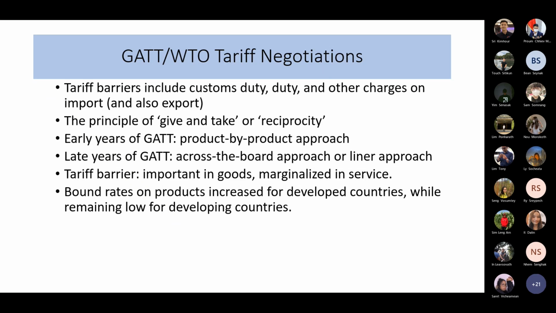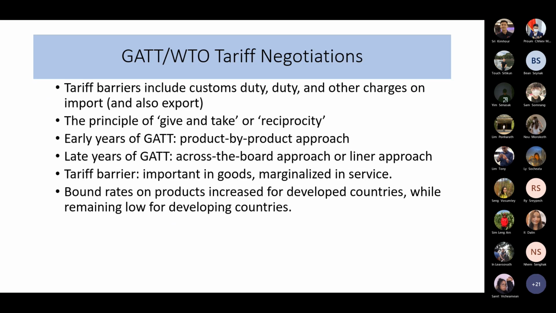And again, tariff barriers include customs duty and other charges. And you might question, what does it mean by customs duty? I'm going to explain in the next slide. And when we negotiate on tariff, in principle, we always look at what we call the principle of reciprocity.